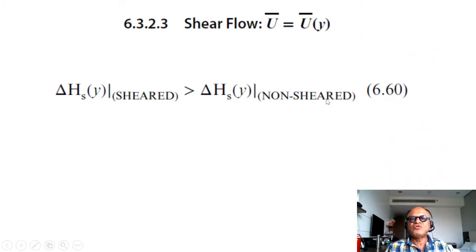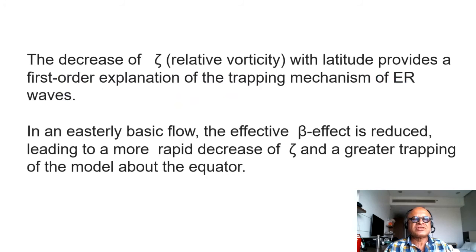Shear flow, you set u bar as a function of y. It's not constant, in which case now you have slope required for the sheared flow is greater than for the non-sheared flow. So if you want to vary u in the meridional direction, either as an easterly or as a westerly, then you need greater slope.